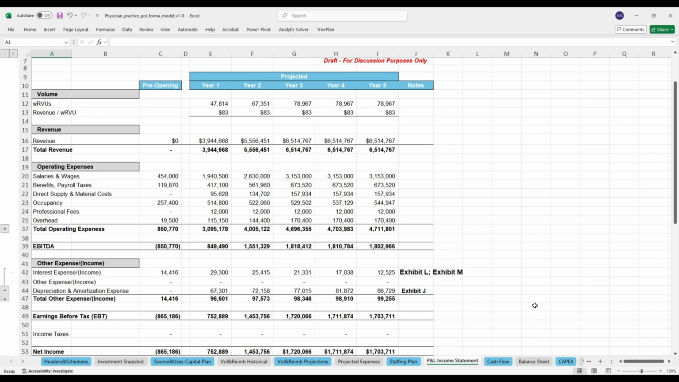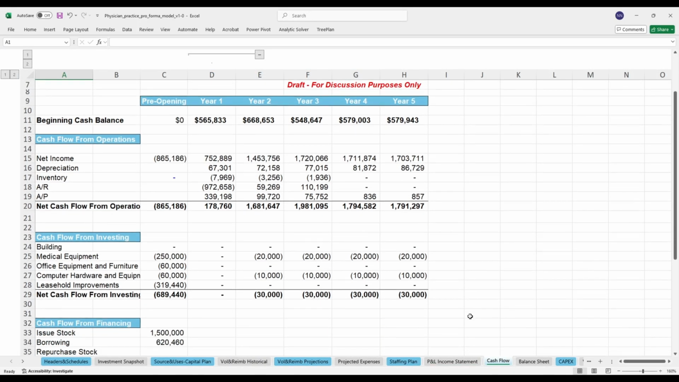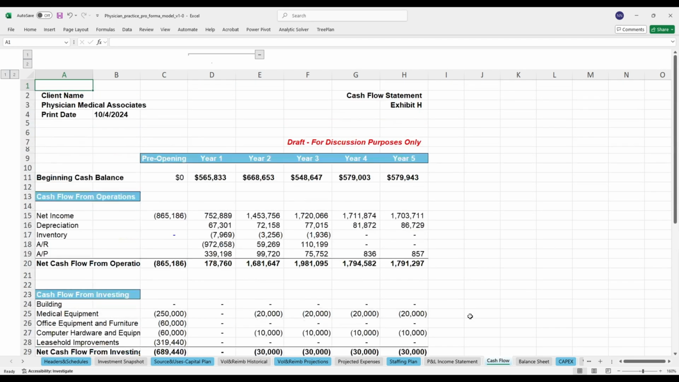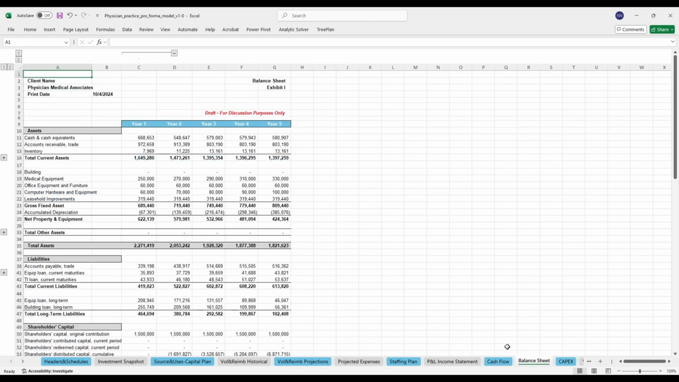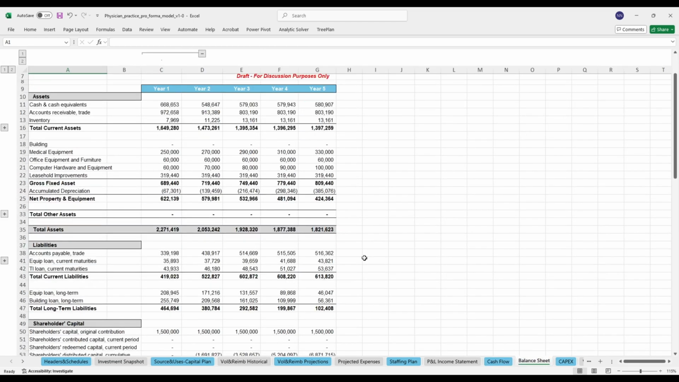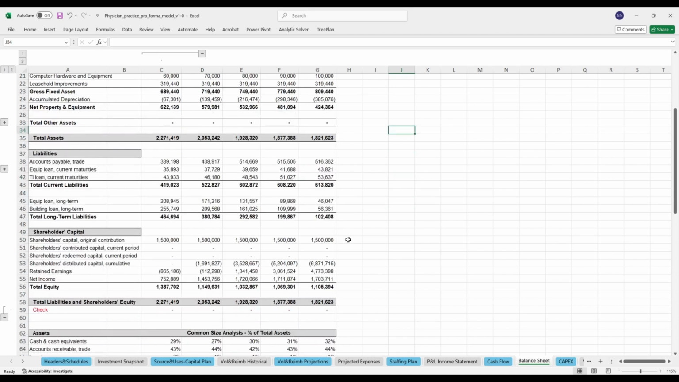The cash flow statement is another one of the 3 financial statements that lenders and investors want to see. This schedule is used in accrual accounting to tie together the other 2 financial statements. The balance sheet is the third and final of the 3 standard financial statements. This worksheet shows the financial condition of the startup practice at the end of each projection period. It shows assets, liabilities, and equity accounts.